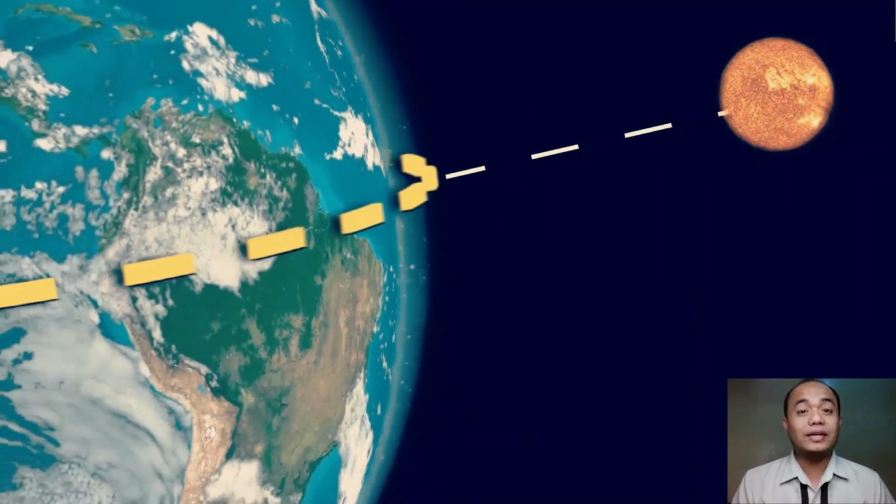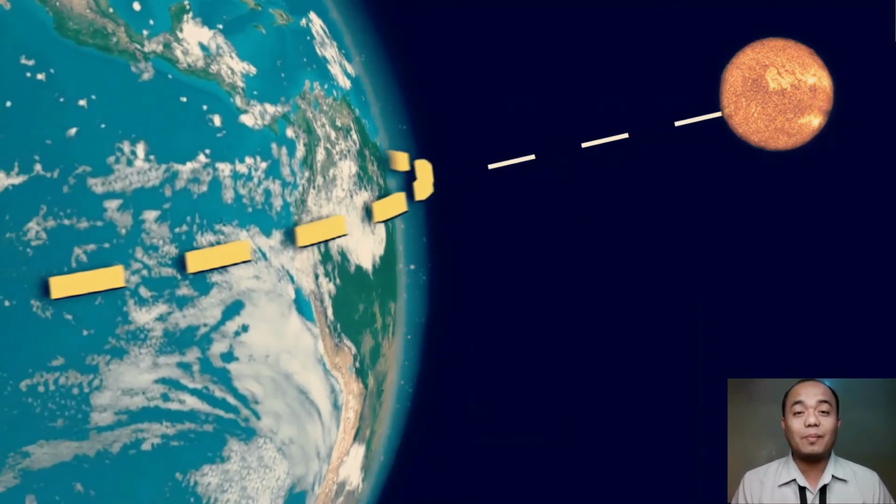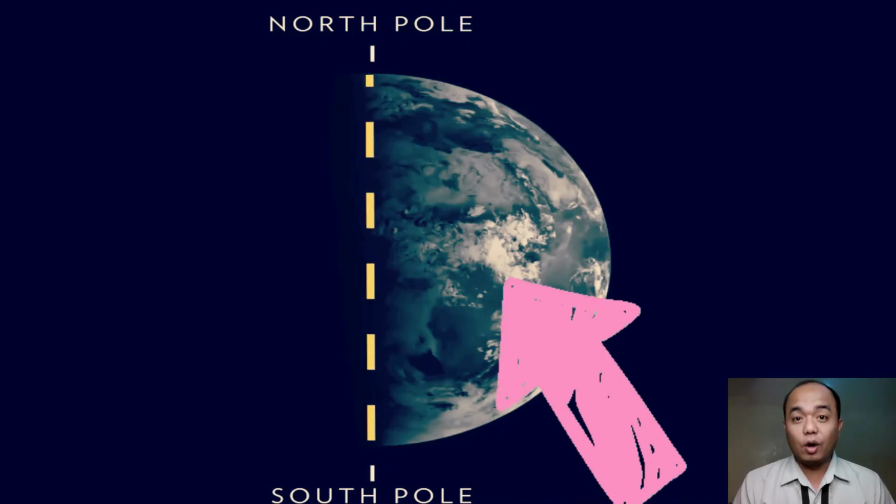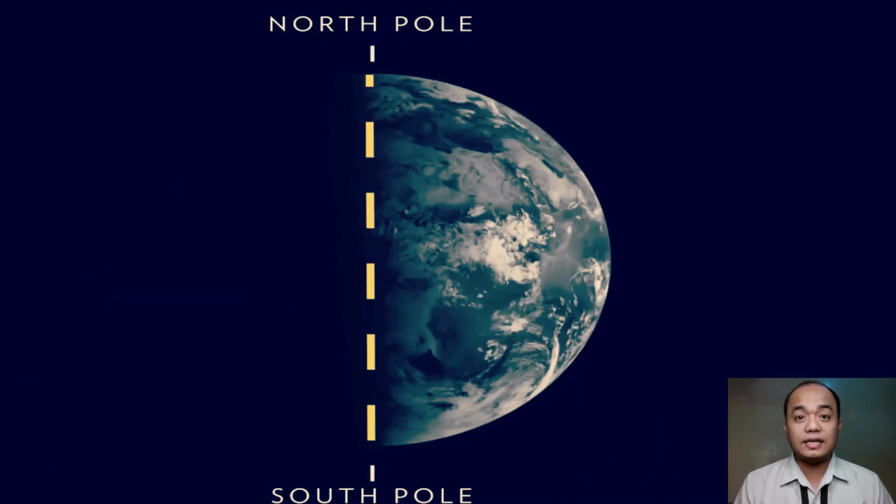Equinoxes happen when the sunlight is exactly above the planet's equator, meaning all parts of the globe, all parts of the earth receive equal amount of sunlight. Kapag equinoxes class, pantay lamang ang amount o ang dami ng sunlight na marireceive ng northern at saka southern hemisphere. Kaya pantay din ang length ng daytime at saka ng nighttime sa northern at saka sa southern hemisphere.